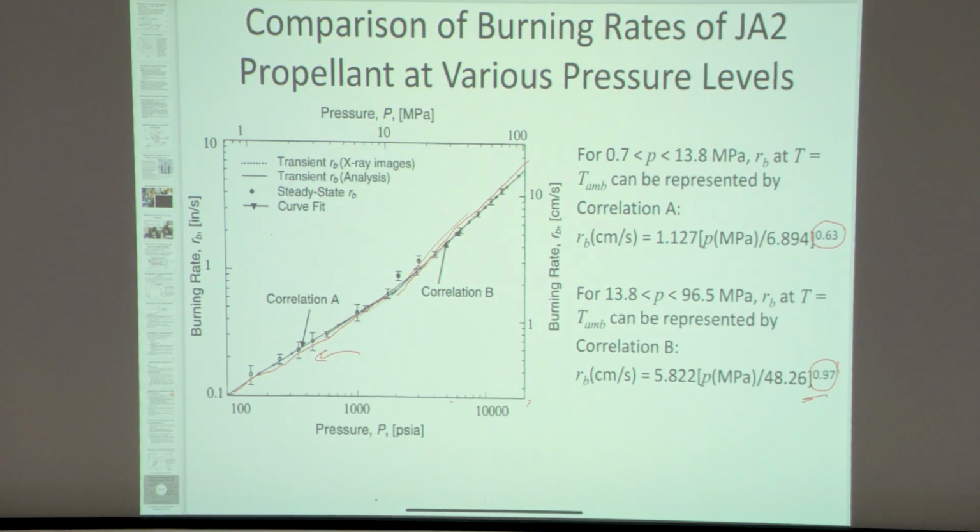If I was using JA2, all my motors would have to run below this critical pressure here. So knowing if I have a slope break in a propellant burning rate curve becomes essential, and where that might occur. We're still trying to understand why those slope breaks occur. People have given many different reasons, but if you're trying to design a new propellant and you want to operate at higher pressures, you better know its characteristics and whether or not there are slope breaks in that new formulation.